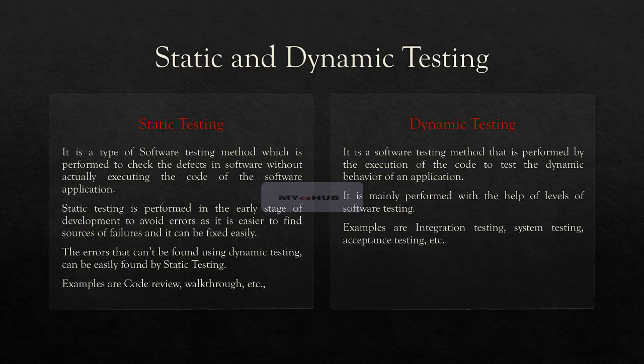So static testing is basically performed by the development team and dynamic testing is performed by the QA team. These are the important types of testing which are generally performed in the documentation and the application layer. The roles of static testing and dynamic testing are very important for the success of software development.